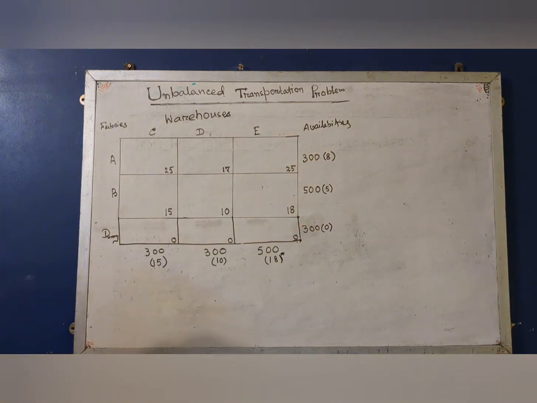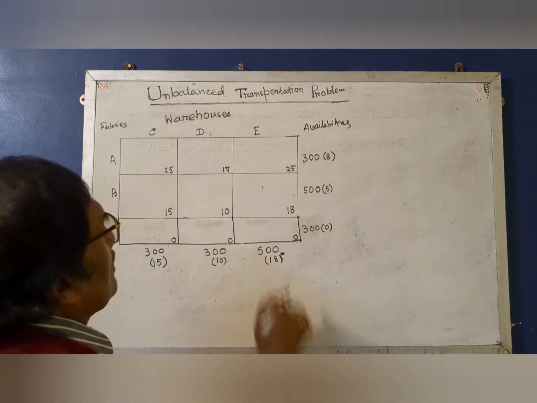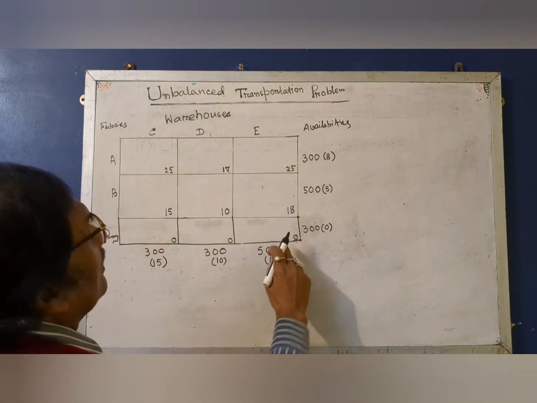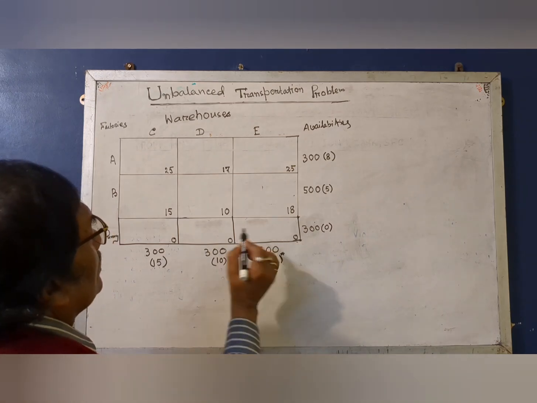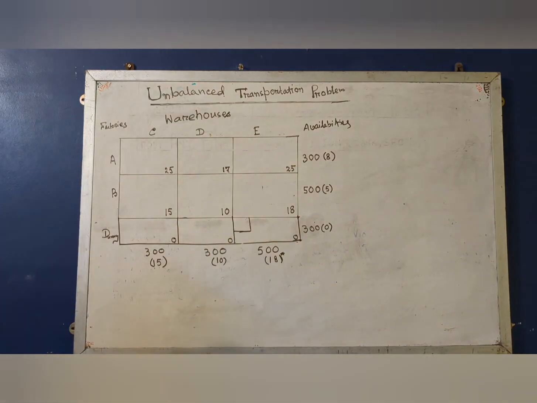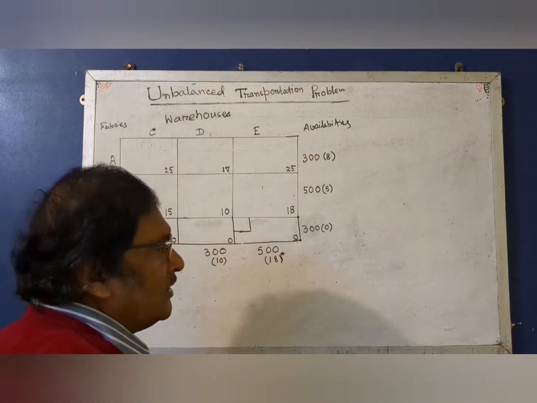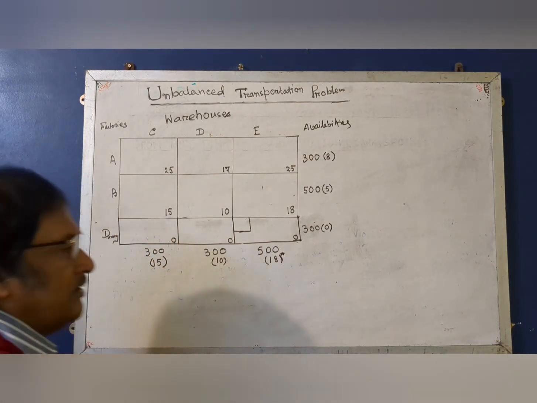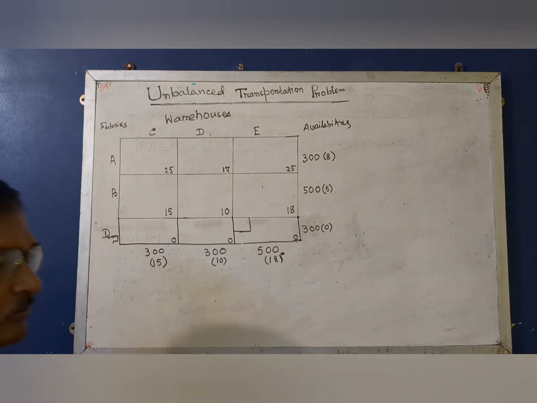As per the VAM method, you have to allocate in this column, and the rule is you have to allocate to the lowest cost cell. The lowest cost cell is 0. That's why your allocation will be here. The allocation process is the same as per the northwest corner rule or matrix minima method. I have already discussed it in my previous videos. If you have any doubt, please check that. I am not going to discuss it in detail.